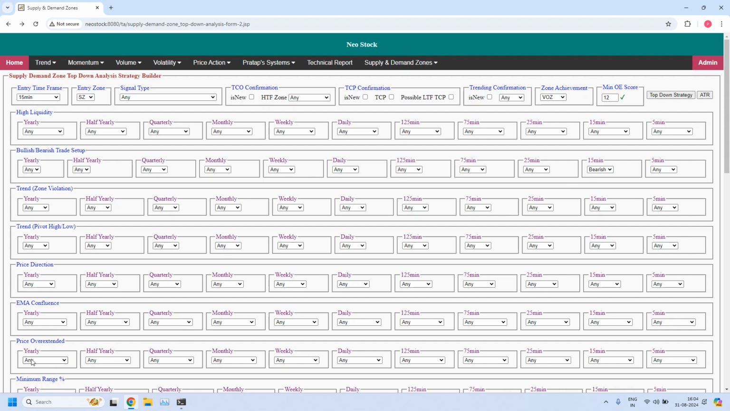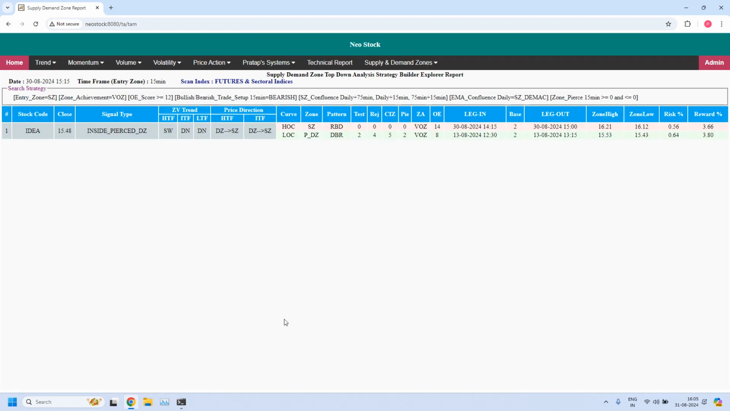So for that EMA filter I am adding, because it is having daily confluence. So in the daily time frame, daily supply zone with daily EMA confluence. So one stock is filtered, but it is not valid because the daily trend is sideways. So sideways market EMA doesn't make any difference. Okay, this is about bearish trade setup.